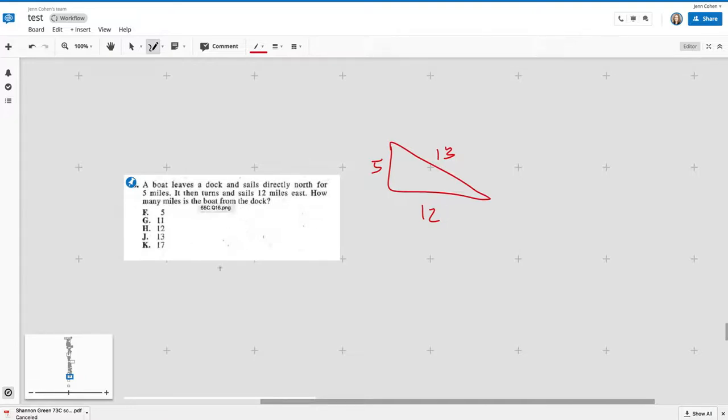It says a boat leaves the dock and sails directly north for 5 miles, so we'll draw it right there. This is 5. Then it turns and sails 12 miles east, so that's going to be this side, which is 12. They're asking how many miles the boat is from the dock, so that's this distance, and you've just created a right triangle. The two legs are 5 and 12, and you know the hypotenuse is 13, straight off. Okay, so that's easy.